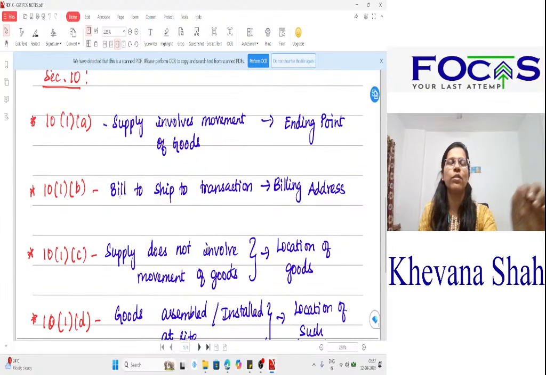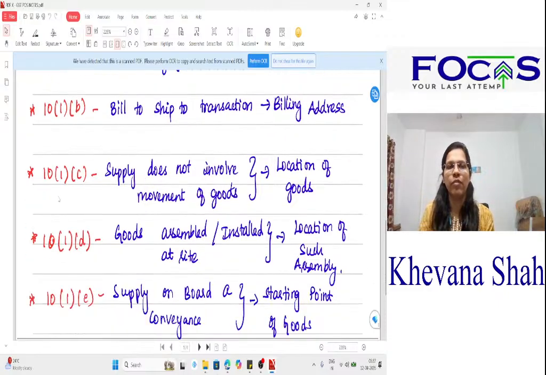Then next we have 10(1)(b), which is bill to ship to model. So here the billing address will be different and your shipping address will be different. So in this case, what is your place of supply? Here the place of supply will be your billing address.